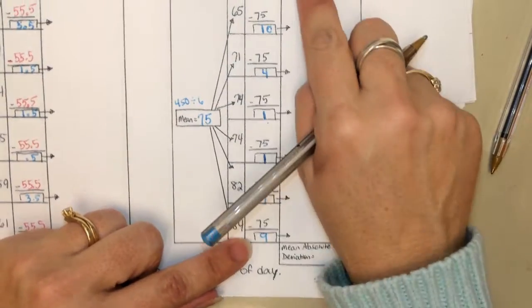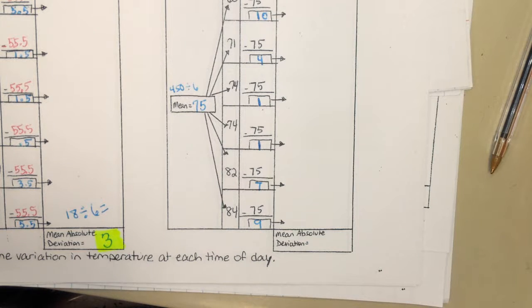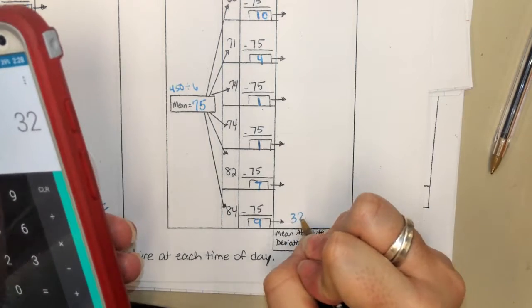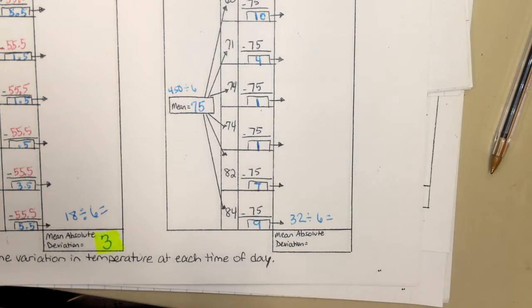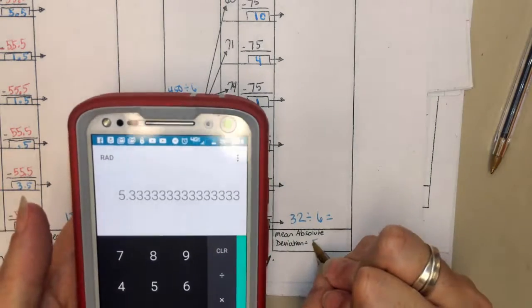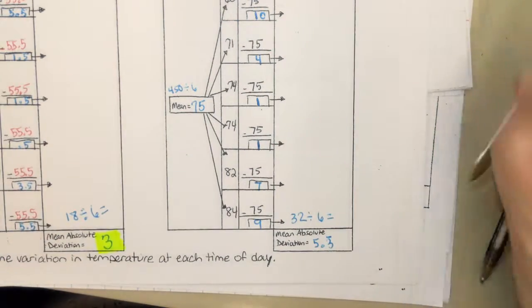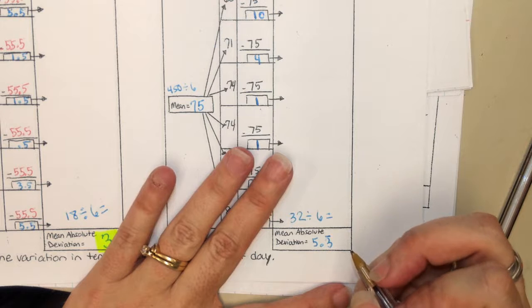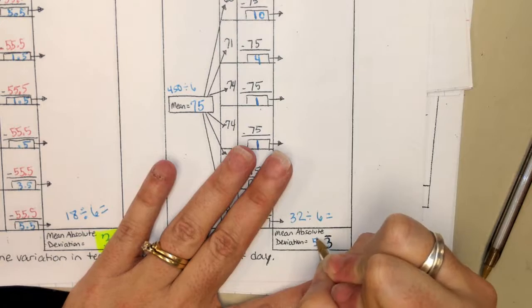Now, look what it says. Average it up. Teachers average your grades. So, we're going to add up all those little boxes. I got 32. 32 divided by 6. Now, I need you to be able to either put 0.33 or 0.3 repeating. I just put 5.33. That is fine.